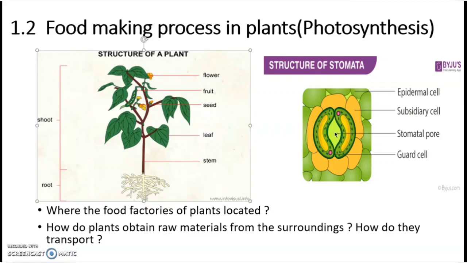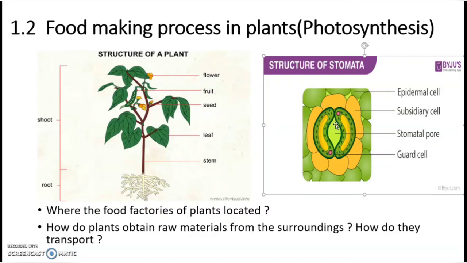This stomatal opening is controlled by guard cells which are present on either side of the stomatal pore, which help to close or open the stomatal pore. These two are guard cells which are controlling the opening and closing of stomata. Through these stomata, plants take in carbon dioxide during photosynthesis.